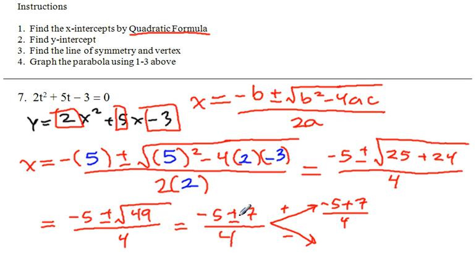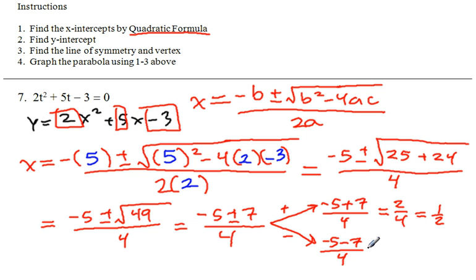Or if we use a negative symbol, it'd be negative 5 minus 7, then all divided by 4. And there's 2 possible answers, so we have to compute each of them. Negative 5 plus 7 is 2. And we divide that by 4, you get 1/2 when reduced.